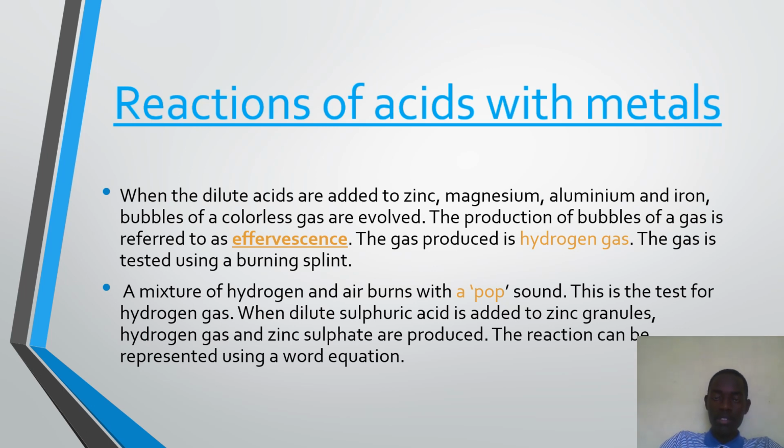That is why you saw a lightened splint in the previous slide I played on the screen. The role of that lightened splint was to test for the gas produced, which is hydrogen gas. The gas is tested using the burning splint. A mixture of hydrogen and air burns with a pop sound. This is the test for hydrogen gas.